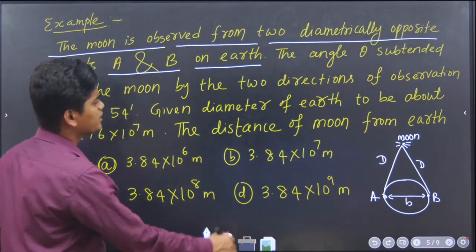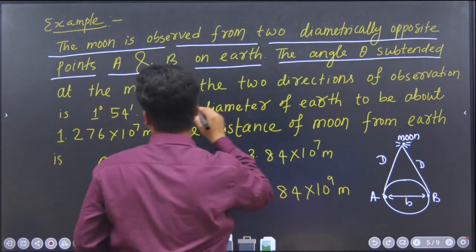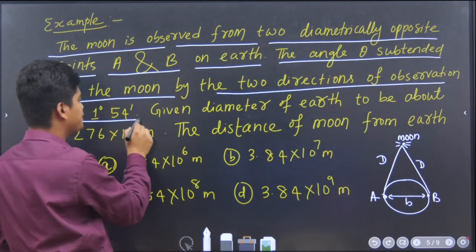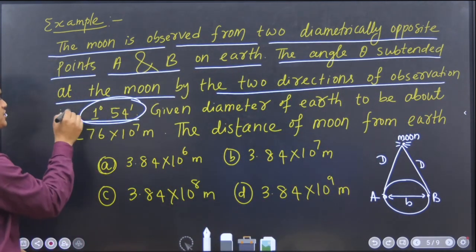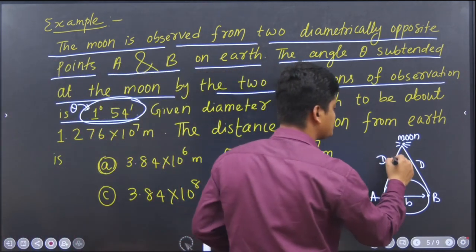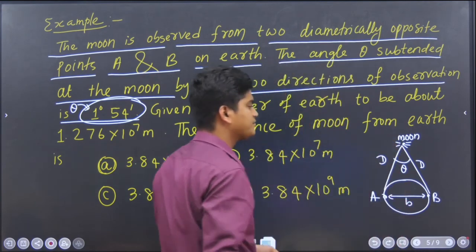Now here they are telling that the angle theta subtended at the moon by the two directions of observation is 1 degree 54 minutes. That means here they have given this is theta. This is your theta coming, which is given. Okay.